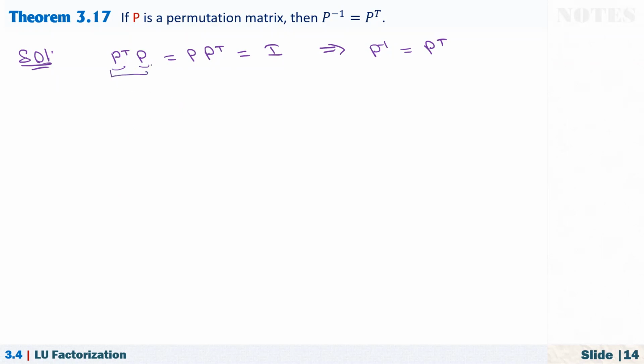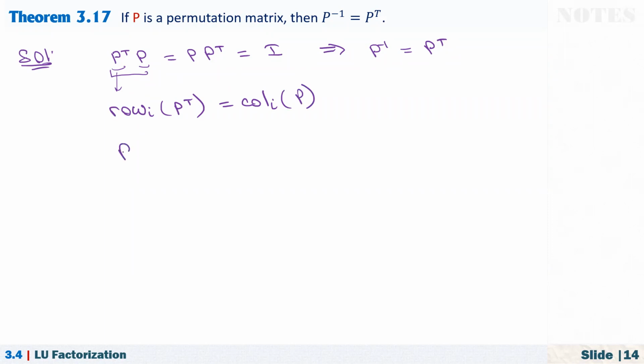All right, so consider P transpose P. The ith row of P transpose is the same as the ith column of P, because it's a transpose. Let me write this here: row i of P transpose is the same as column i of P.